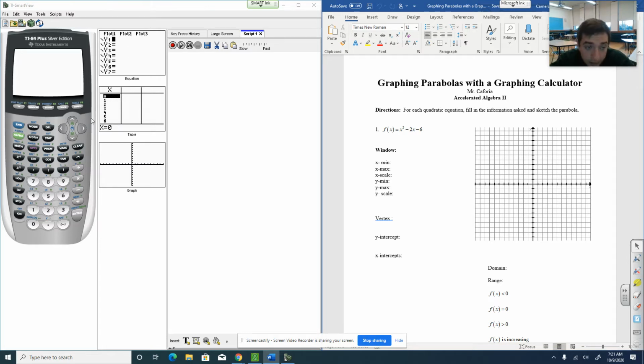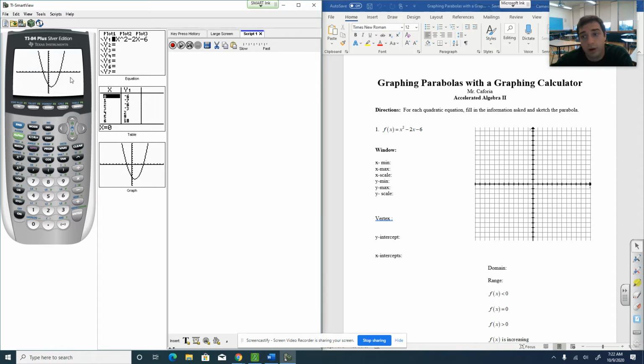How we do that on a calculator is there's this y equals button right here. It's in the top left corner of our calculator. We're going to hit that. When we do, we're going to get a screen like this that gives us a bunch of options to enter equations. Once we have that, we're going to enter our equation: x squared minus 2x minus 6. Once we've entered it, we're going to hit graph. And boom, we're going to have our parabola.